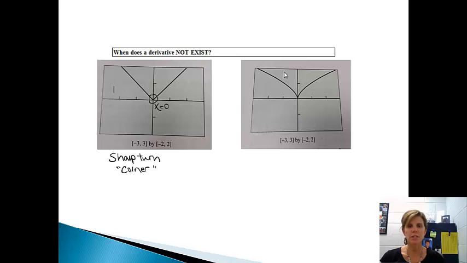Okay, this next example, we once again have a sharp turn, so we know at sharp turns we cannot take the derivative. So at x equals 0 again, this function would not be differentiable. And when it curves and comes to a point like that, it's actually called a cusp. So at a cusp, the derivative does not exist.